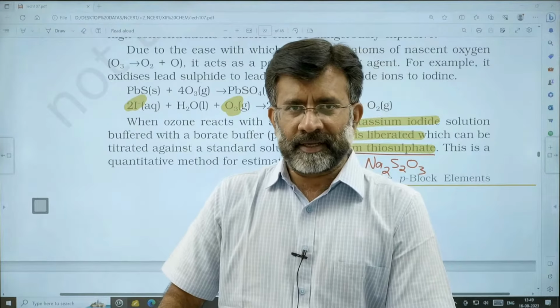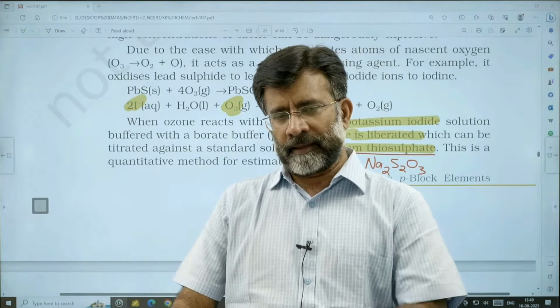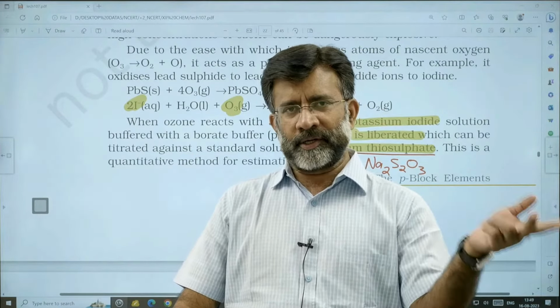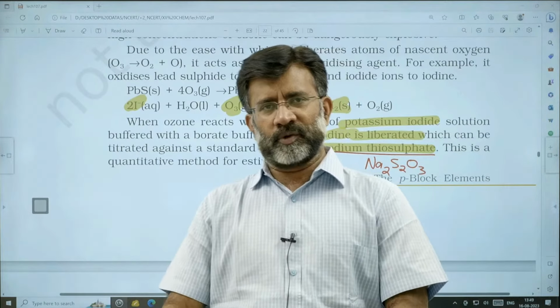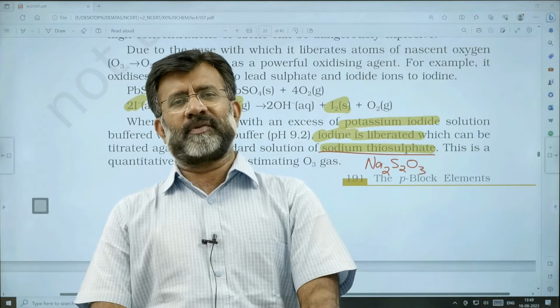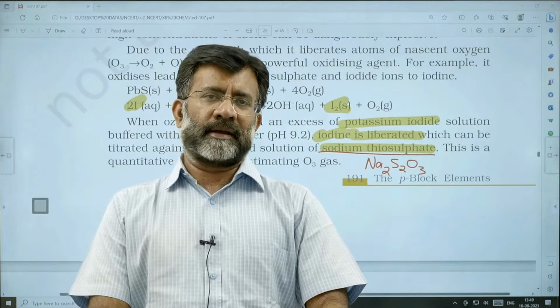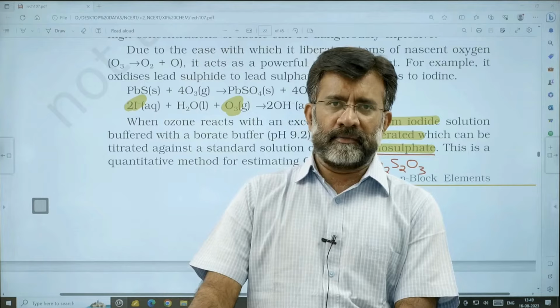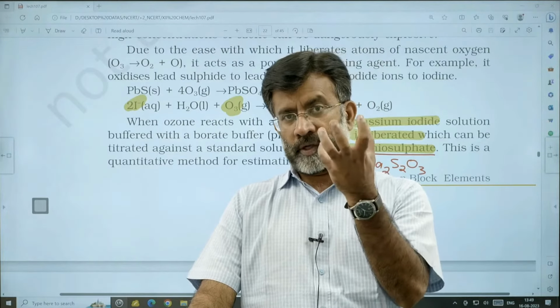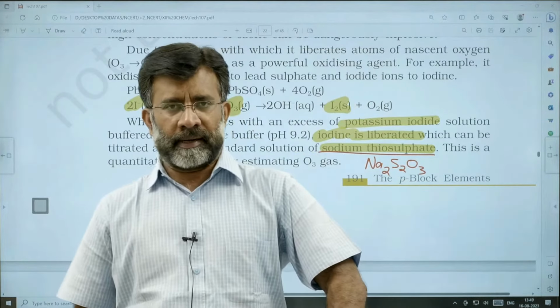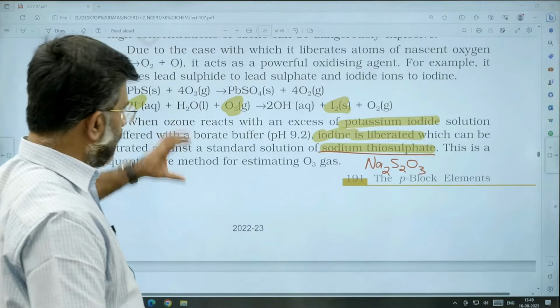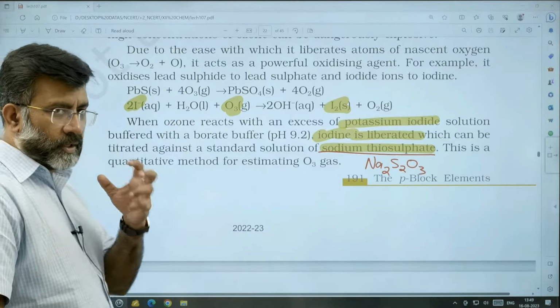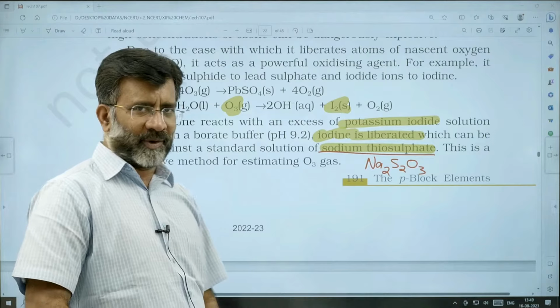Ozone interacting with the KI solution, KI becomes I2. I2 is titrated with sodium thiosulfate, and sodium thiosulfate will be converted to sodium tetrathionate, and this reaction quantitatively can give you a measure of ozone. Estimation of ozone can be done in that way. That paragraph explains the quantitative estimation of ozone. Okay.